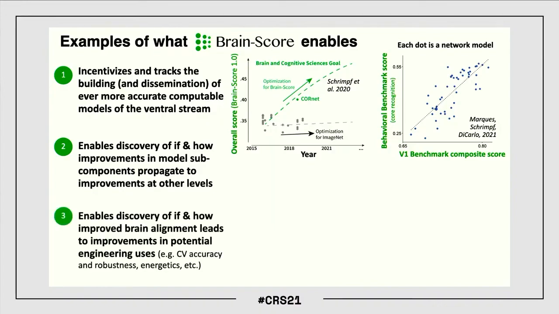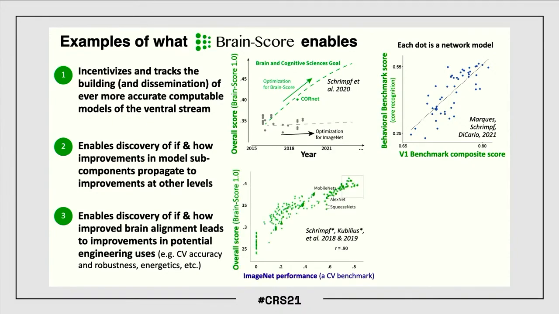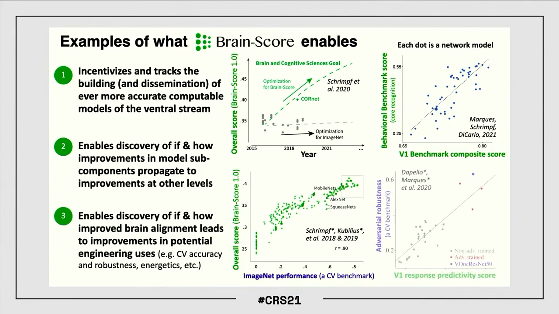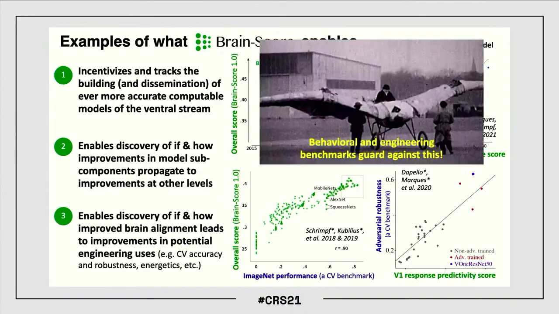Okay, it also enables the discovery of if and how improved brain alignment actually matters in potential engineering uses. You may know, for instance, that some of these models on the overall brain score, now shown on the y-axis, were actually driven by improvements in ImageNet performance that I described earlier. But this can go the other way. You can start to have improvements in alignment with the brain, and I mentioned the V1 predictivity score earlier as an example, improving adversarial robustness as a computer vision benchmark, those white box attacks that I described earlier. That's just one example of this kind of two-way interplay, this dialogue between natural intelligence in green and artificial intelligence in computer vision in blue.